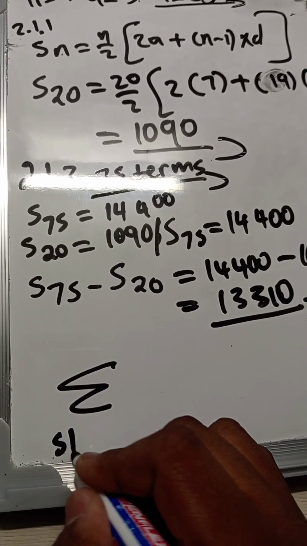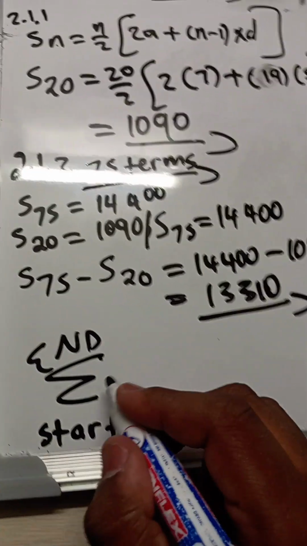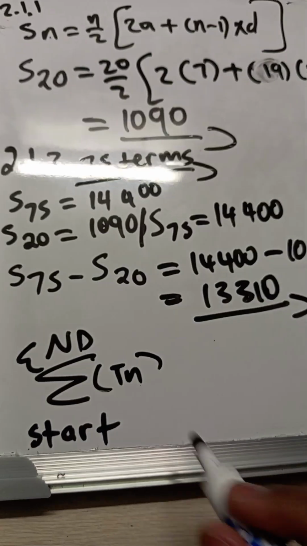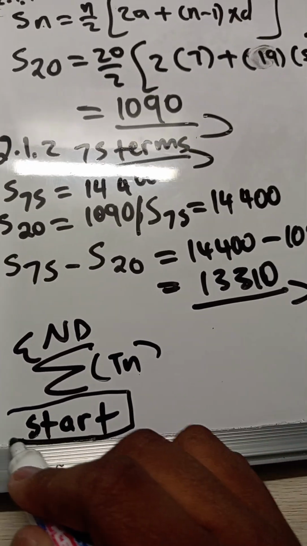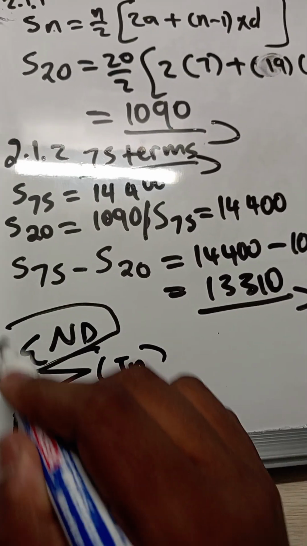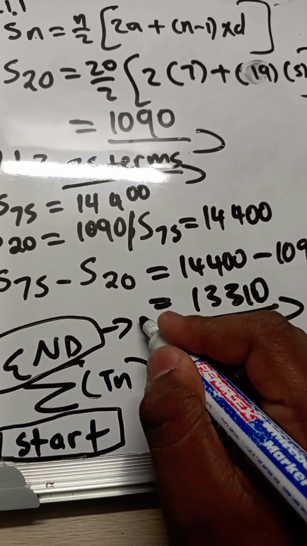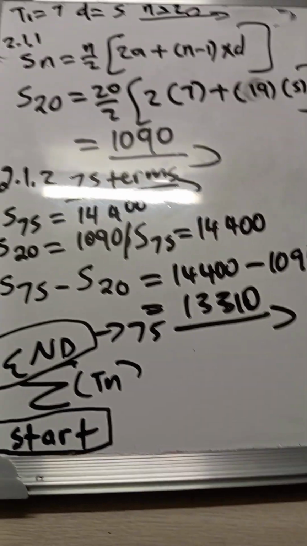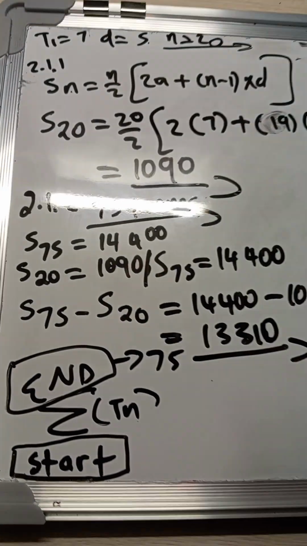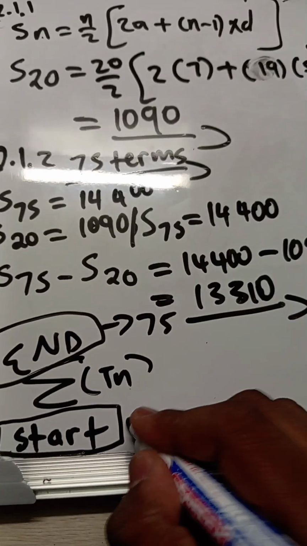Whereby this is the start, this is the end, and this is Tn. What is going on here is that we have to determine our starting point and our ending point. The first thing I can say is that we already know our ending point. We end at 75. But are we starting at n equals 20 or n equals 21?